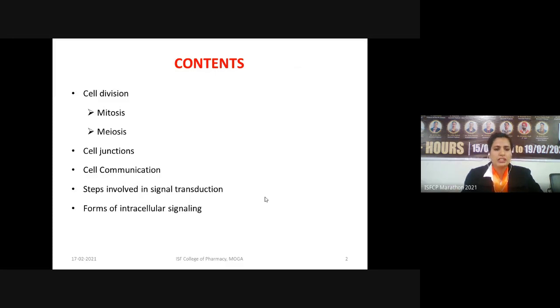Next are the steps involved in signal transduction. So how does the signaling work, what are the various steps involved in cell signaling? And last are the forms of signaling, as there are various types of cell signaling, intercellular as well as intracellular. So how signaling takes place within the same cell and between different cells.